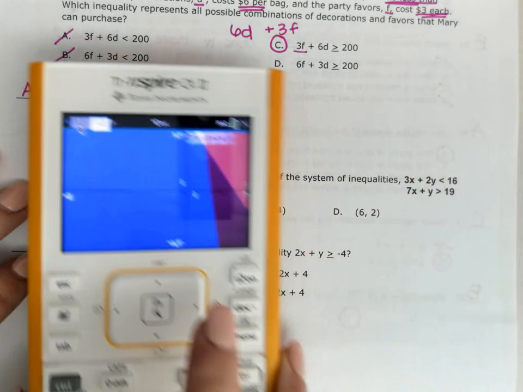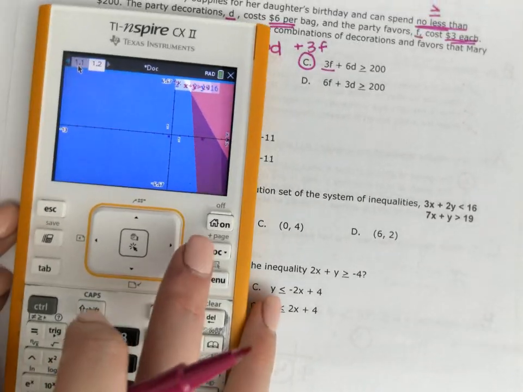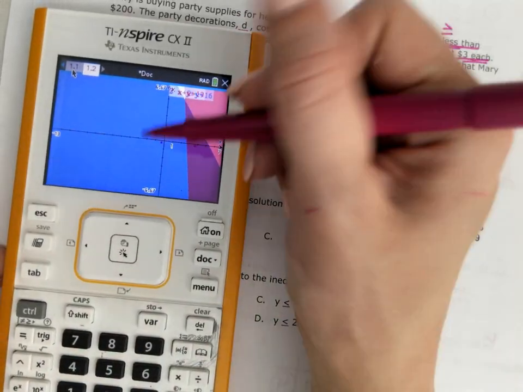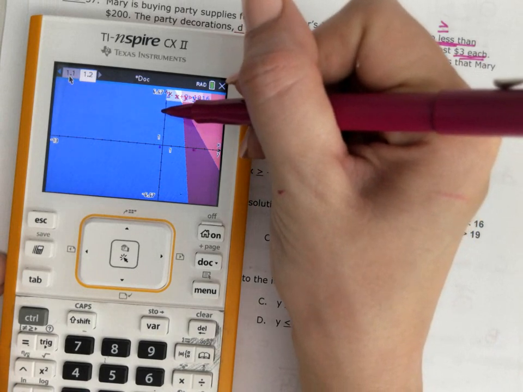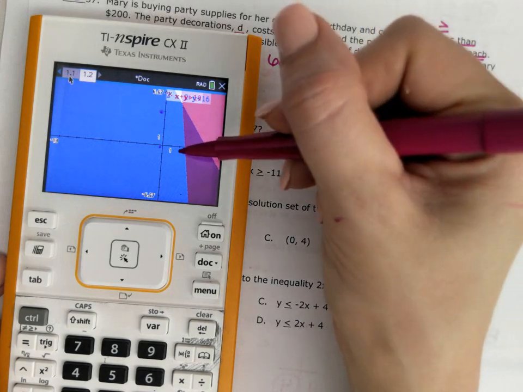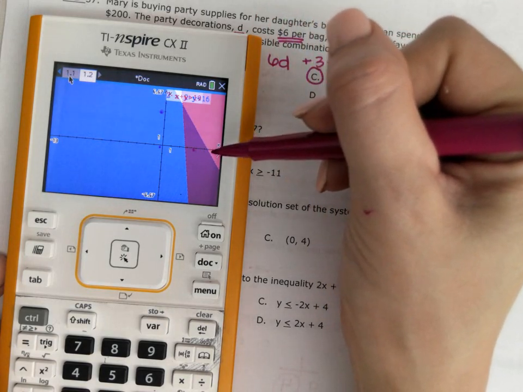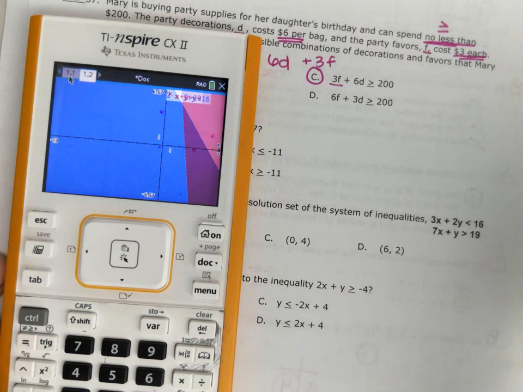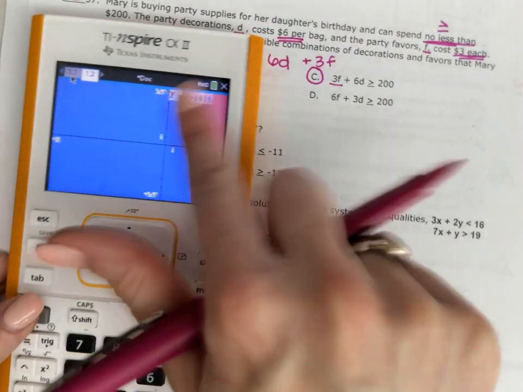Let's just check the other ones. So for C, 0, 4, 0, 1, 2, 3, 4. That is not in the double shaded. And then 6, 2. 1, 2, 3, 4, 5, 6. 1, 2. That's only in the red. That's not in the double shaded.